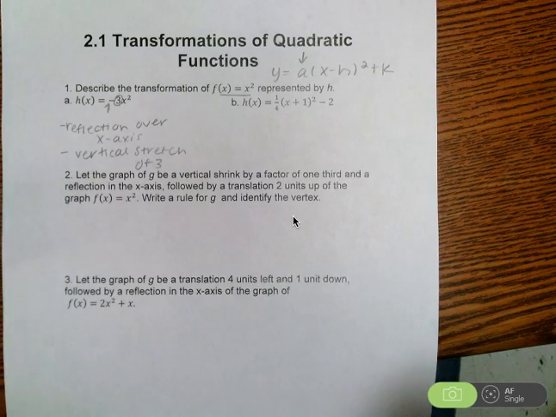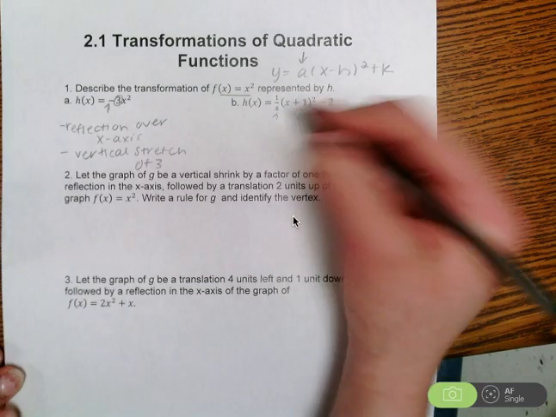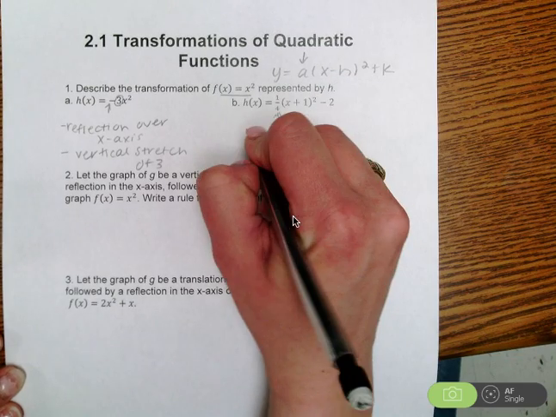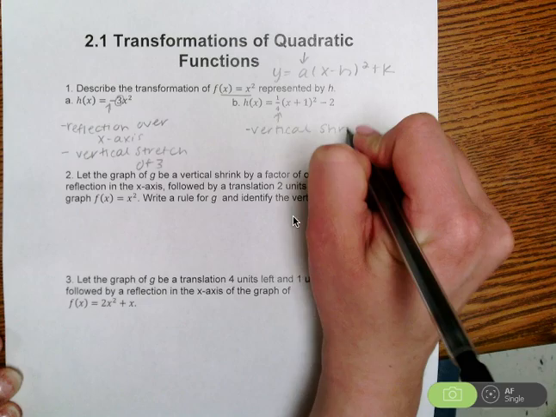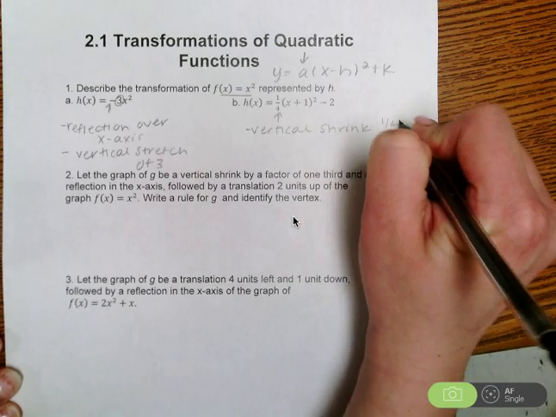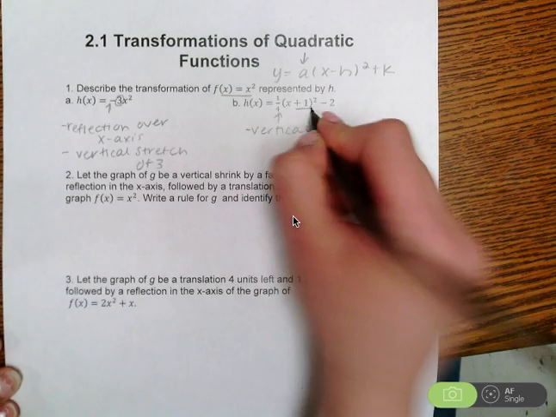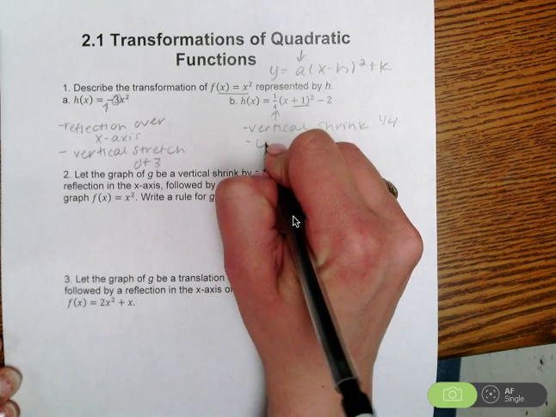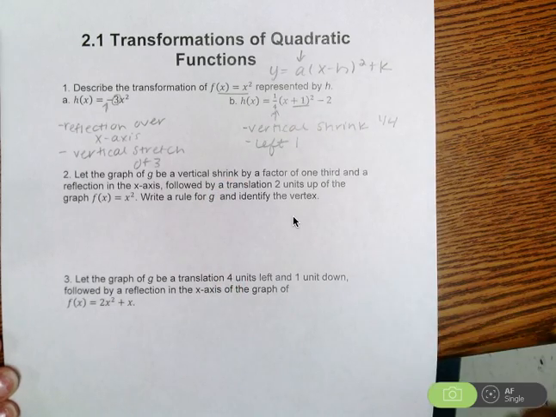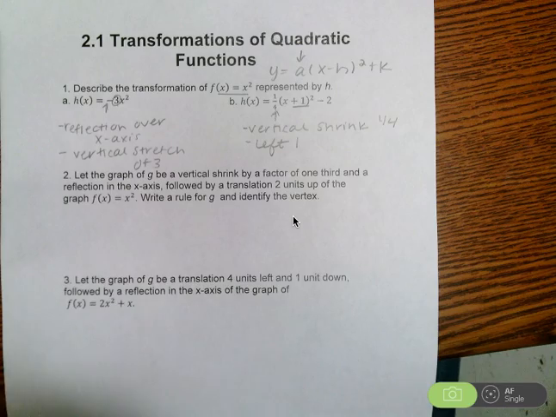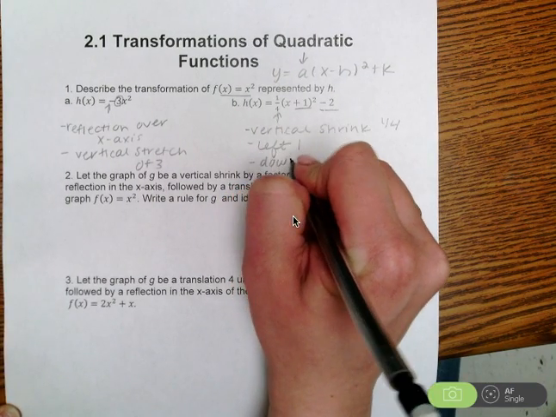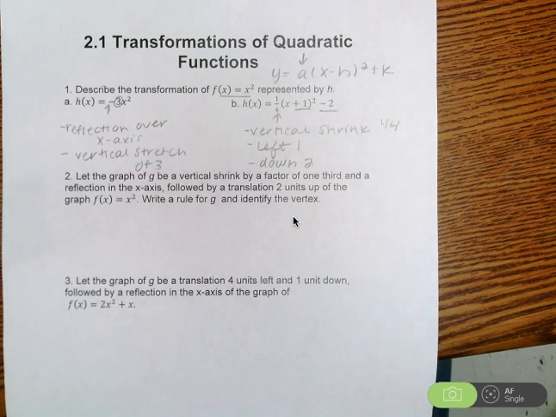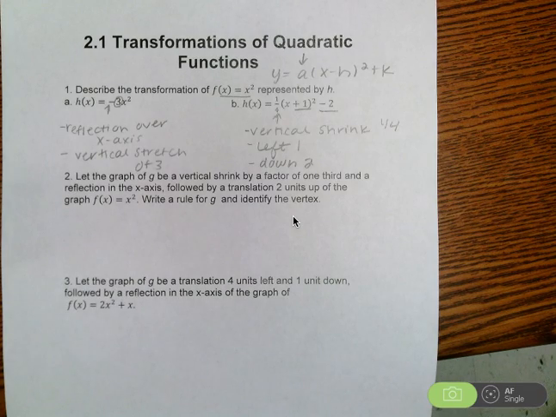Okay. On this one, the 1/4, read it like a book. Read it from left to right. The 1/4 is a vertical. This time we have a shrink because the number is less than 1. A vertical shrink of 1/4. Okay. We've got a +1 on the inside, so that means that we move to the left one. That one was the one that was counterintuitive, so you had to do the opposite of what you wanted to do. And the -2 means that you went down 2. Okay. Hopefully by now those are getting a little bit easier to digest.